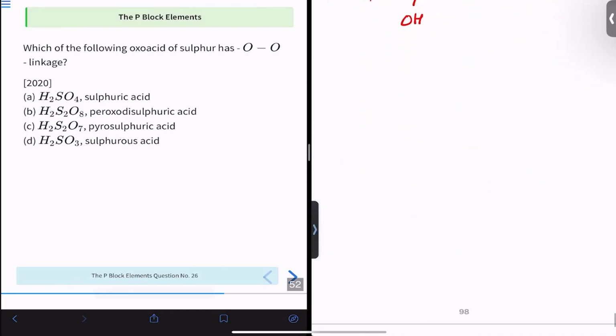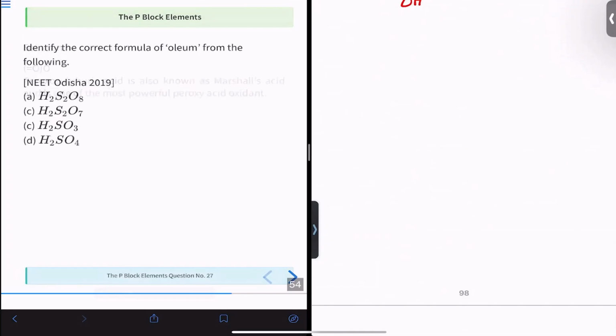So with this, I'm moving on to the next question, question number 27. Again, a more theoretical question. Identify the correct formula for oleum from the following. If you have read the NCERT properly, then only you can find the correct answer for this question. Open the oxo acids of sulfur in NCERT.